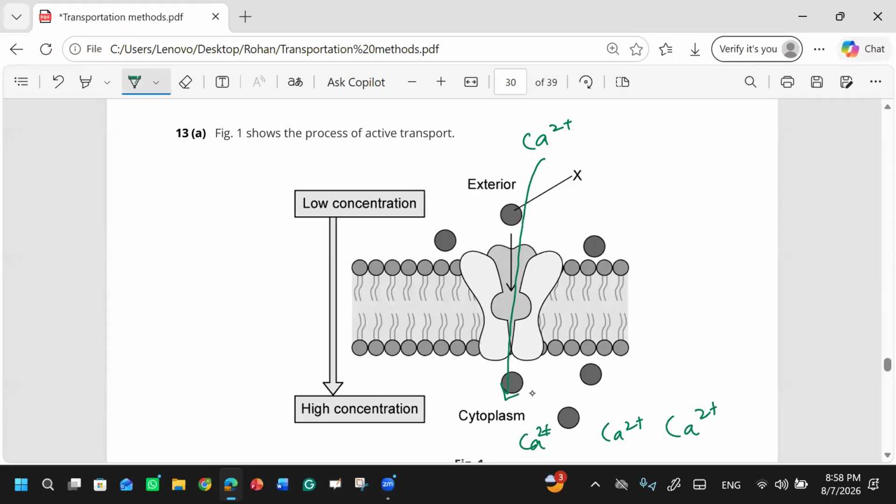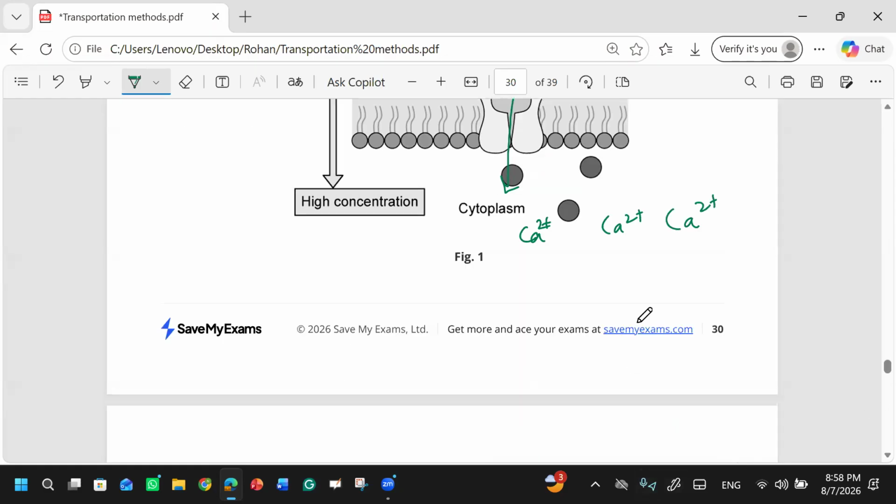All these ions, calcium ion, potassium ion, hydrogen ion, sodium ion, right? Sometimes nutrients as well, like amino acids and glucose. Sometimes they go from low concentration to high concentration. It depends on the need of the cell, right?